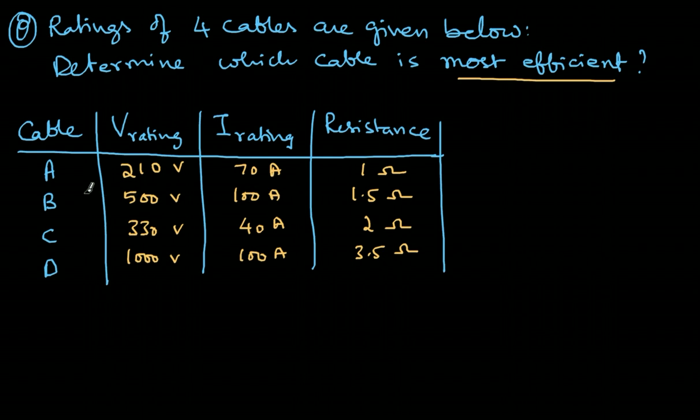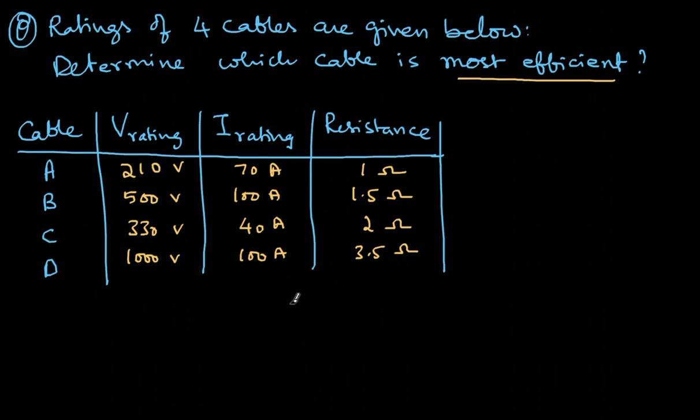So you look at this, you say, hey, cable A is having the least resistance, so therefore cable A is most efficient. But then when you again look at the voltage and current ratings, you'll notice that cable B is having a higher voltage rating. Since higher voltage ratings may result in lesser losses, maybe cable B is more efficient.